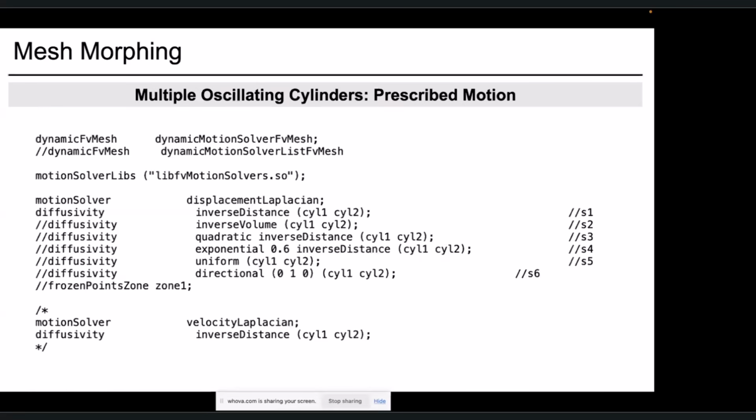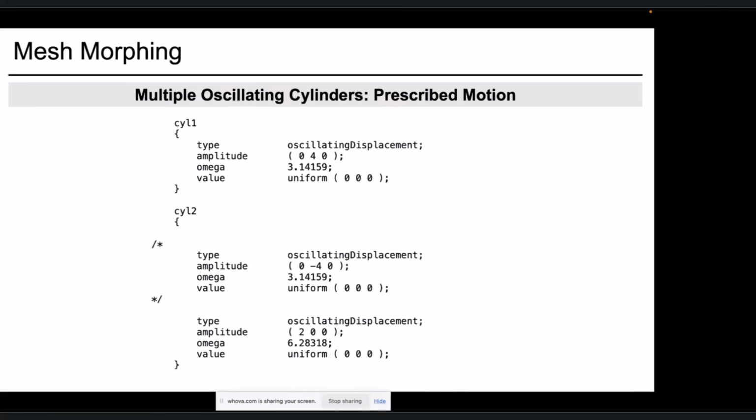So you can download each of these cases and play around with them so that you can understand how these different motion solvers as well as different diffusivity models affect the mesh motion. All right. So here, the two cylinder cases, as I have already shown you in the previous slide, have been given the oscillating displacement motion with a particular amplitude and omega value. And you can see in the first, in the commented portion, the above one is +4 and the below one is -4. And the second case is a horizontal translational amplitude of 200.